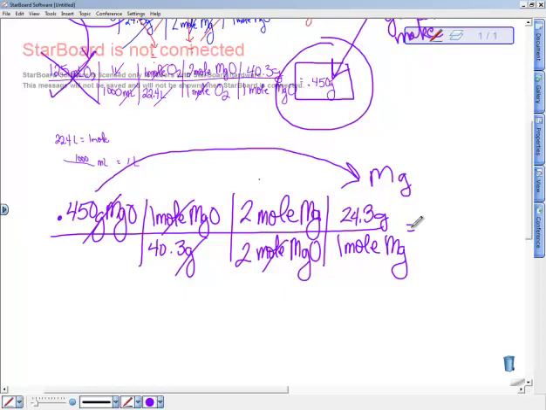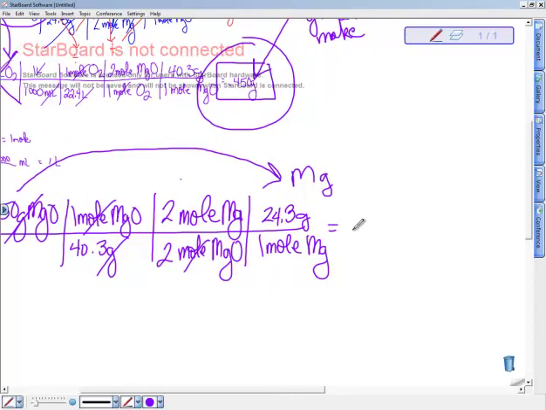So let's see. 0.45 divided by 40.3 times 24.3. I'm using 3 sig figs, so I'm going to try to keep that consistent. I've got 0.271 grams. Do you guys concur with that? Anybody check that? Good, thank you.